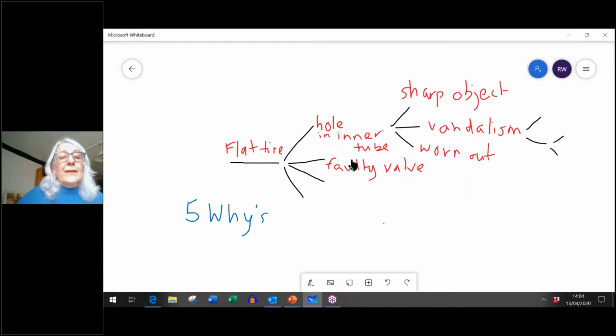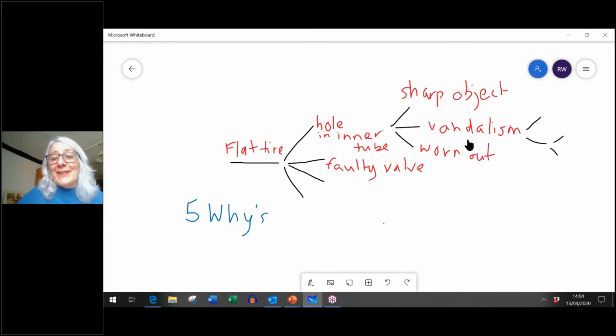Well, we then say, how could I have a hole in the inner tube? And there are lots of different ways I could get a hole in the inner tube. I could have run over a sharp object in the road. It could be worn out. The inner tube is perished. It could be vandalism. And again, flat tire, why? I've got a hole in the inner tube. Why? Because of vandalism. The problem here is we still don't have enough information because there are other matters. Why did it get vandalized?